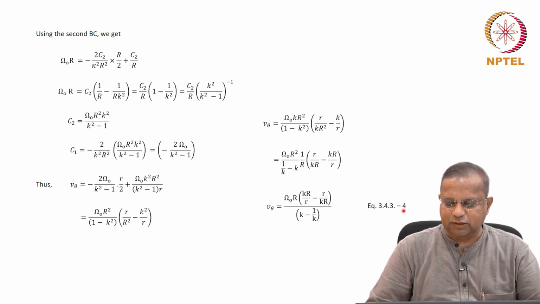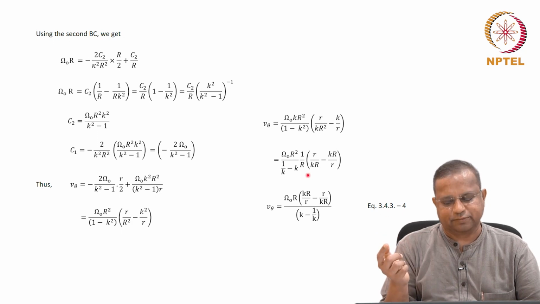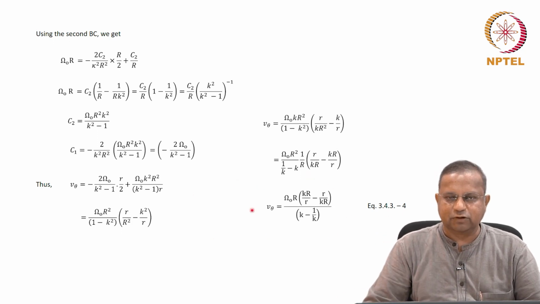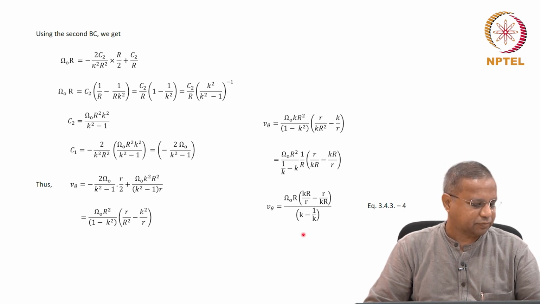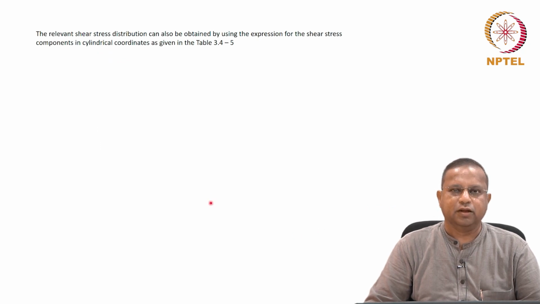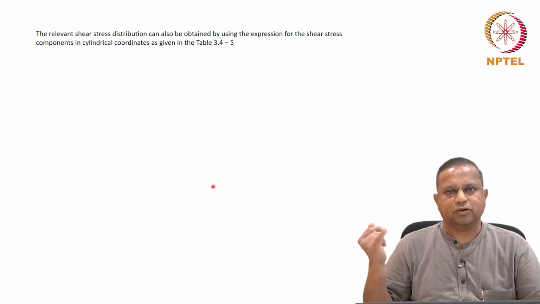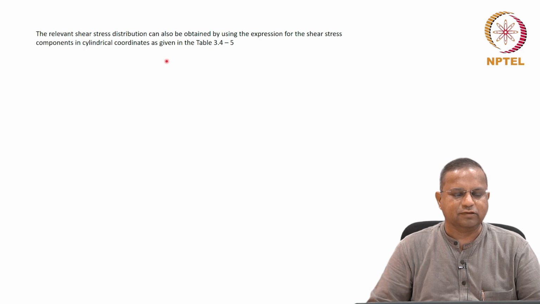Equation 3.4.3-4. We know the radius of the outer cylinder, we know the ratio of the two radii as k, and this is the v theta as a function of the radius in the annular space where the fluid is rotating. Okay. So we have an expression for the angular velocity. I think we can continue. We said we are after velocity distribution, shear stress distribution, and the torque. One done. So 2 more to go, but they are quite straightforward.